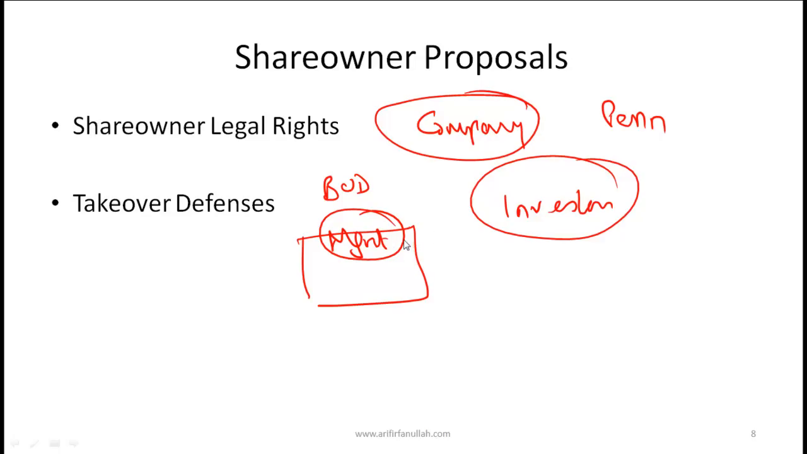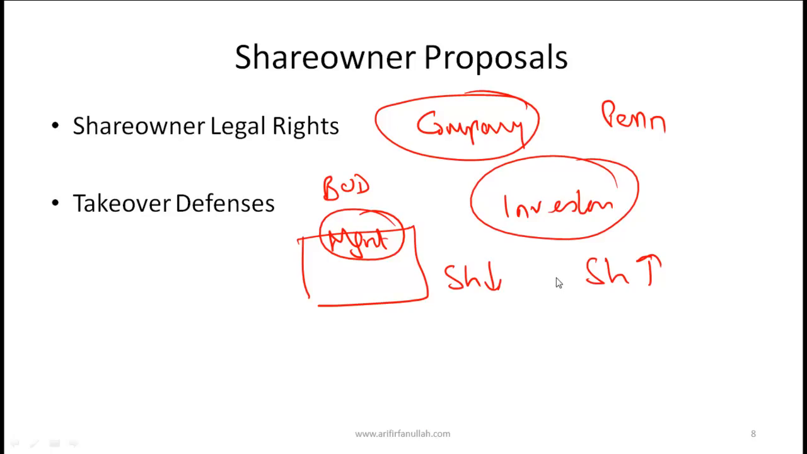Why would they do this? They would typically do this because management is not performing well and share prices are going down. So the idea with the takeover is that a new set of investors take over the company, get rid of the management, improve the performance of the company, and drive share prices back up.